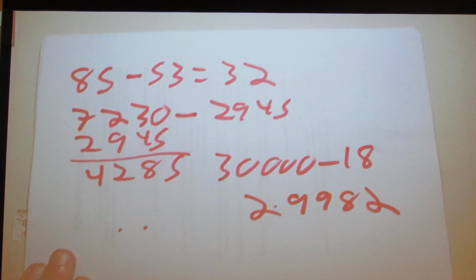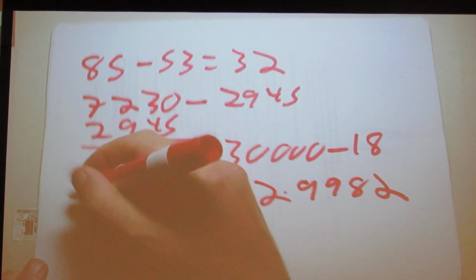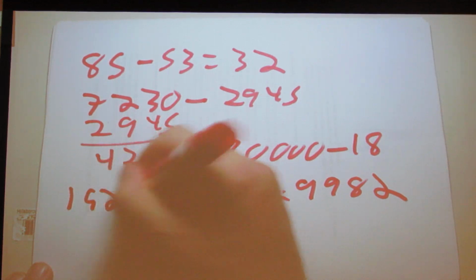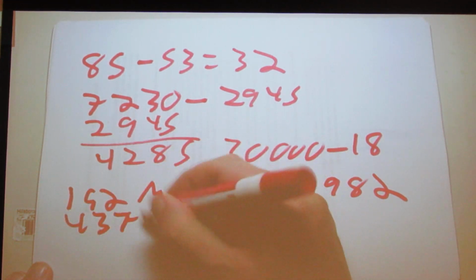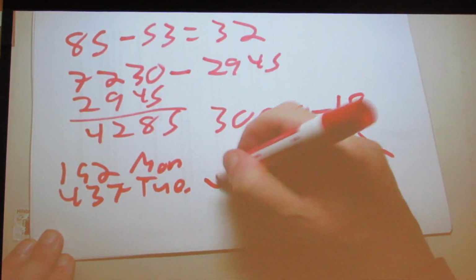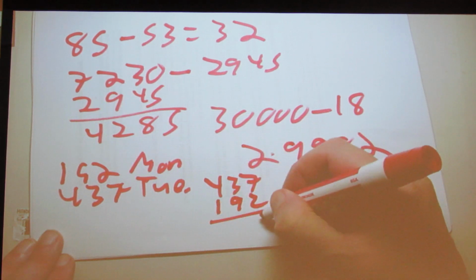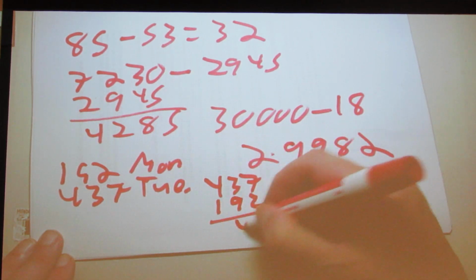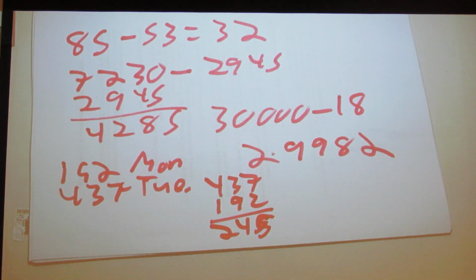Next, you'll have another word problem of money. Let's say that the person gets 192 on Monday and 437 on Tuesday. How much more did she earn on Tuesday? So you're going to subtract 437 minus 192. You're going to get 245. So on that one, you're just going to subtract instead of add.